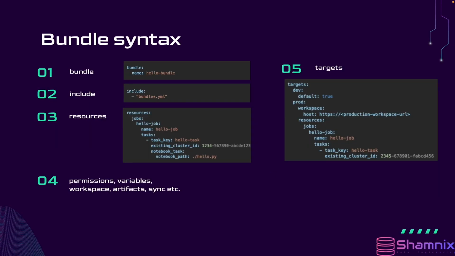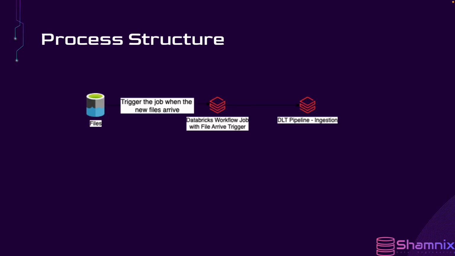In this section, I have defined major elements which I'm going to use in this project. Understanding these syntax components will help us effectively configure and manage our DABs, ensuring smooth workflow execution. This is the high-level architecture of our project. When new files arrive in the data lake, a Databricks workflow job is triggered using a file arrival trigger. This job executes the Delta Live Tables pipeline, which is responsible for ingesting the data and processing it.